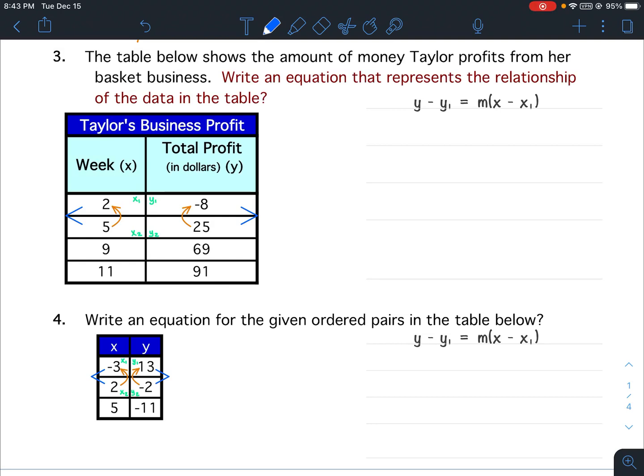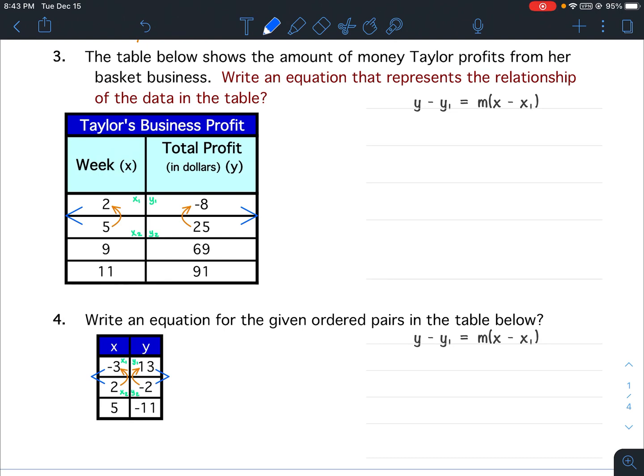Relating slope and y-intercept to linear equations worksheet. Questions 3 and 4. For number 3, the table below shows the amount of money Taylor profits from her basket business. Write an equation that represents the relationship of the data in the table.